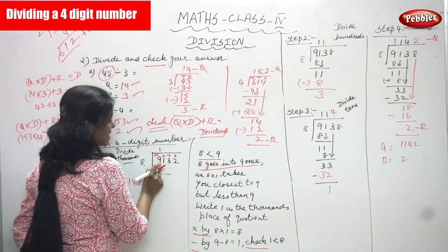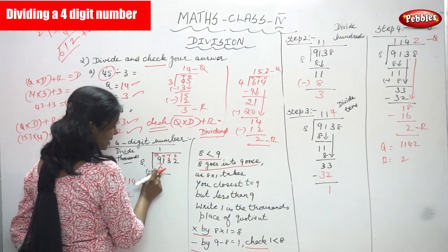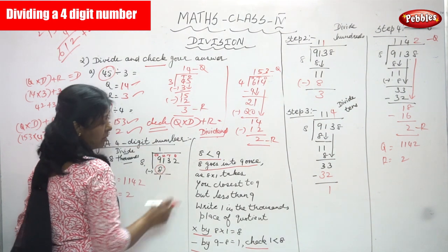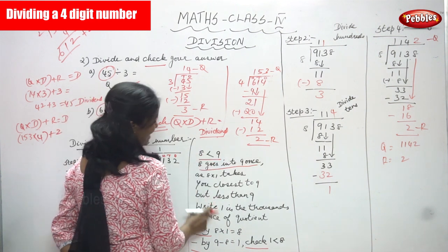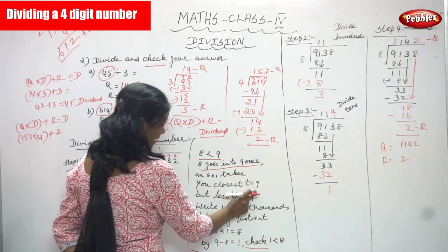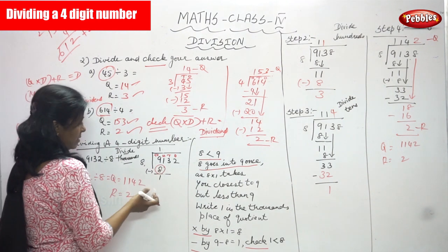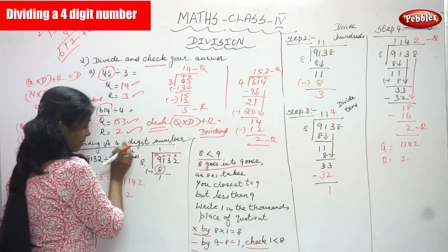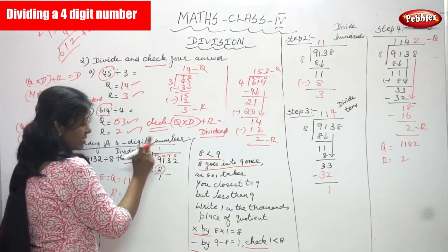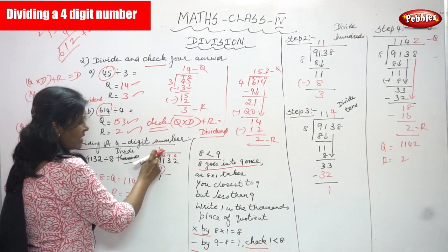So 9 is divided by 8. So 8 into 1, you can get 8. So this number is always less than 9. So 8 is less than 9. 8 goes into 9 once, as 8 into 1 takes you closest to 9, but less than 9. That is what I made clear. The number I have to take is 9, in the 1,000 place first. I start with 1,000, that I have decided. So in the 1,000 place, what is the number? 9. So 9 is going to be divided by 8. So 8 into 1, so 1 is the quotient.